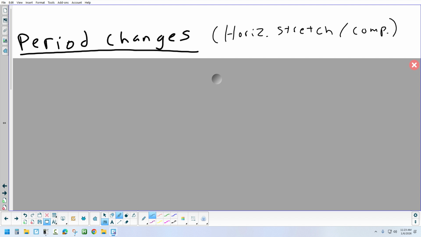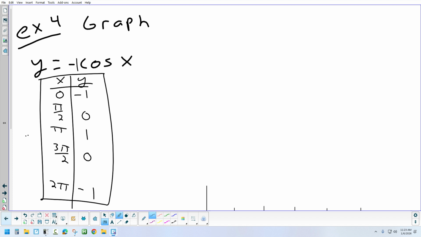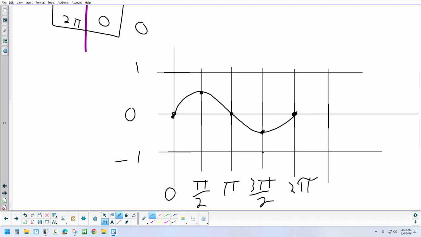So, stretch or compression. What we said, and we did this yesterday, what is the period of a sine or cosine function? How far do you have to travel along your graph before the values start repeating? It's basically right on the board right there. Yep, 2 pi. You have to travel a distance of 2 pi units from start to end, and after you've traveled that far, your graph is going to repeat itself.